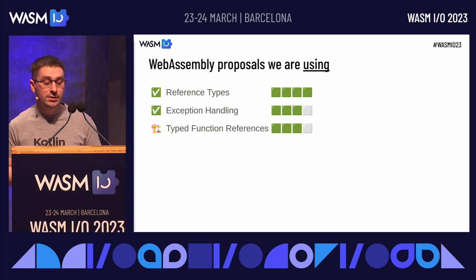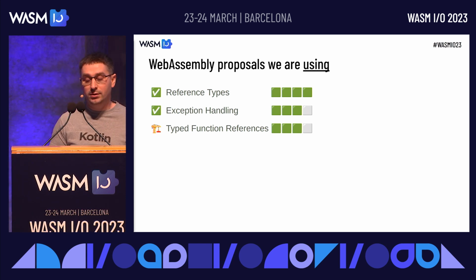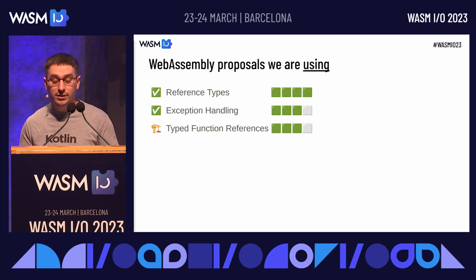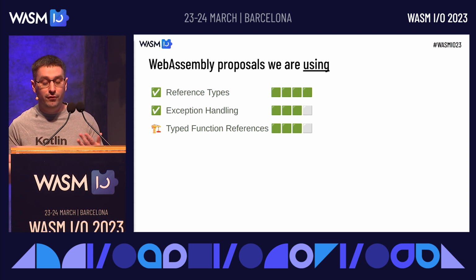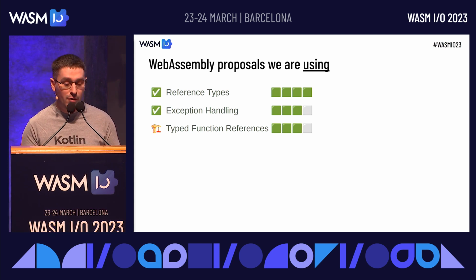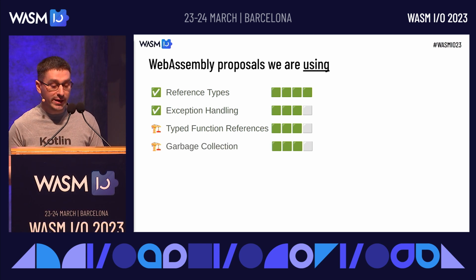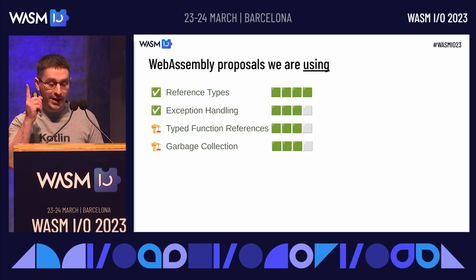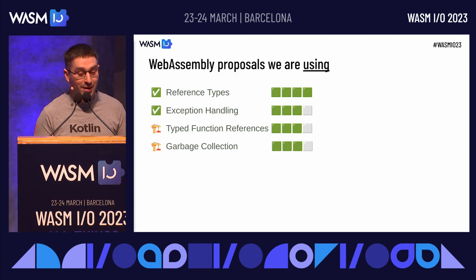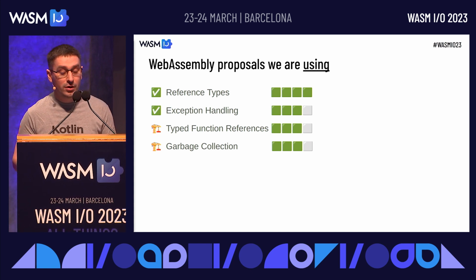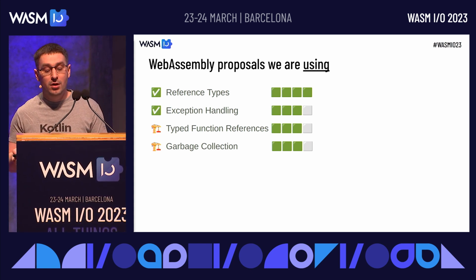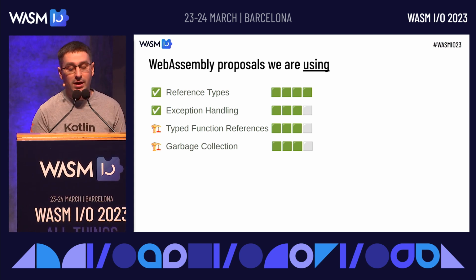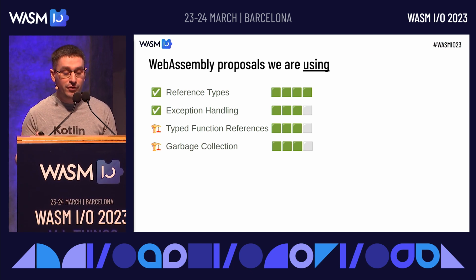Next, typed function references. The name speaks for itself. It adds better typing for function references and instructions to call functions through a reference. It's in phase 3 now. And last but not least, the garbage collection proposal. Interestingly, the proposal has only one sentence about garbage collection, but it introduced high-level concepts required for languages and runtimes with GC, such as structures, fields, references, and so on. Also in phase 3.